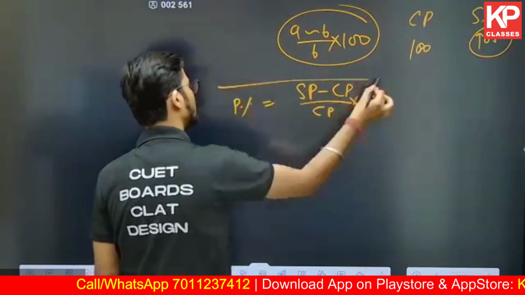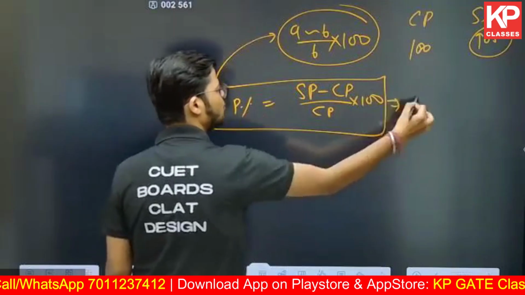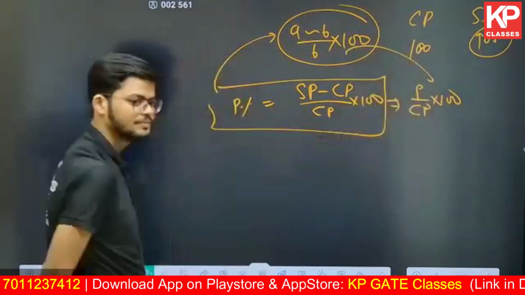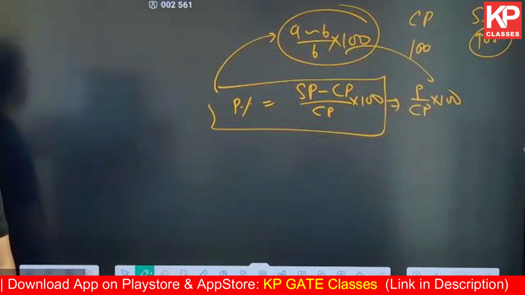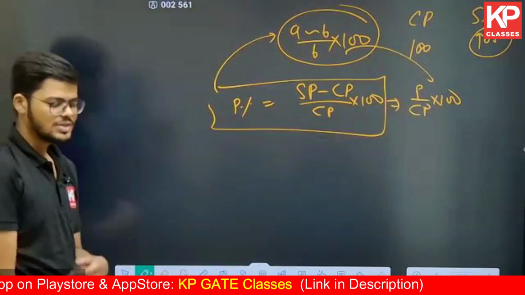Now this is something we don't need to learn. This is coming from this formula. This is profit divided by cost price into 100. This is coming from the first formula.